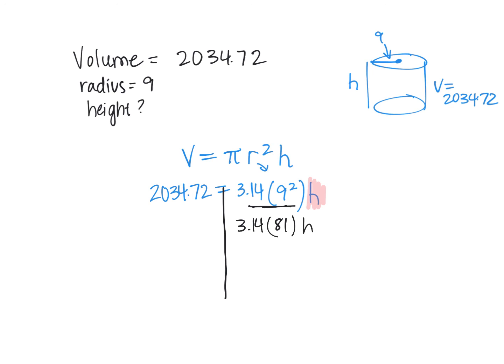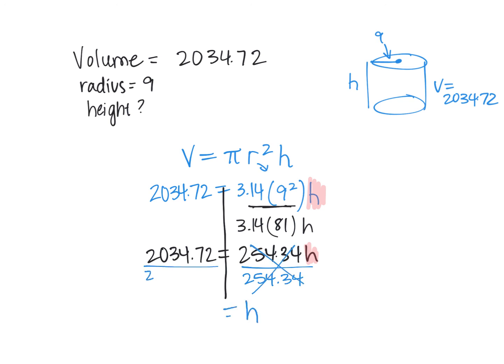I'm going to work that out on my calculator. I'm going to do 3.14 times 81, which gives me 254.34 times the height. Okay, over here I have 2034.72. Okay, I have one more step. If you want to get this h by itself, pretend it was like an x. You have one last step. You guys know when you're solving equations, divide by that number. So divide by 254.34. That'll cancel here, and I just have my height.